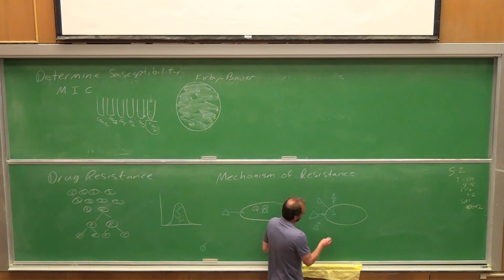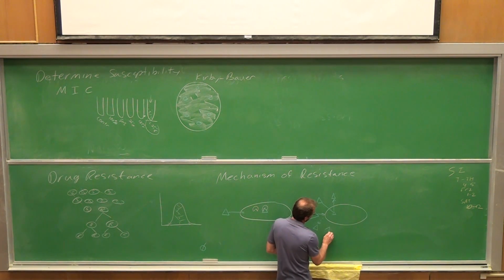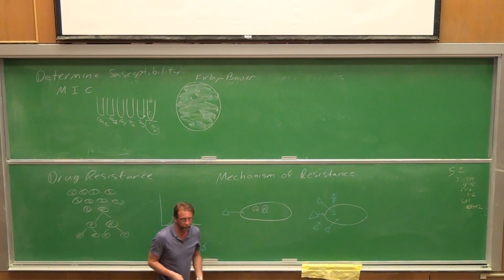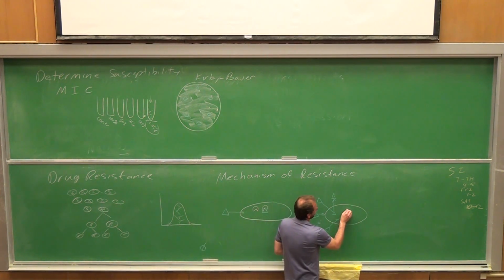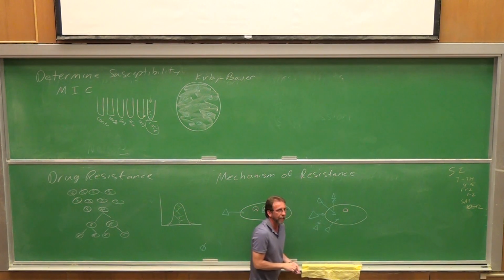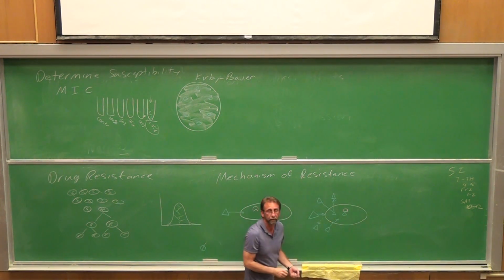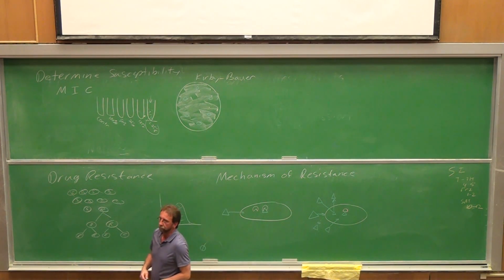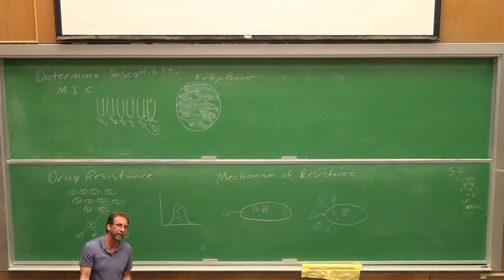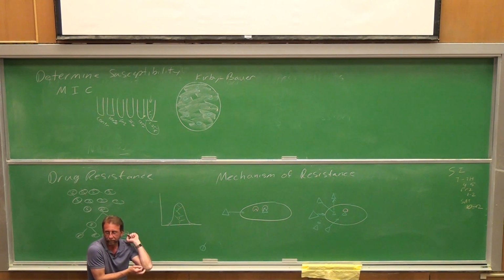Sometimes the chemical will diffuse into the cell, but now the cell has changed the target molecule, and the chemical can't bind to it. This can happen by way of mutation, different plasmid proteins being produced.